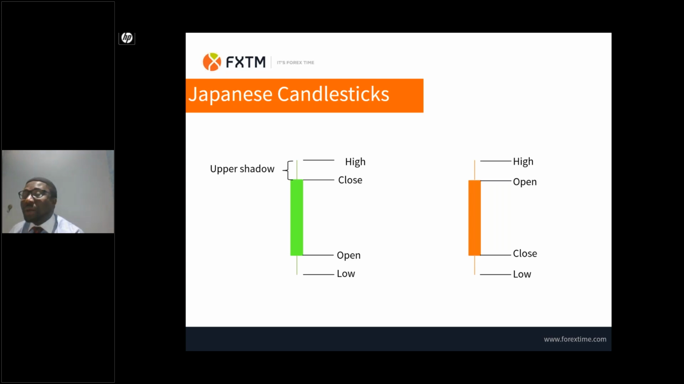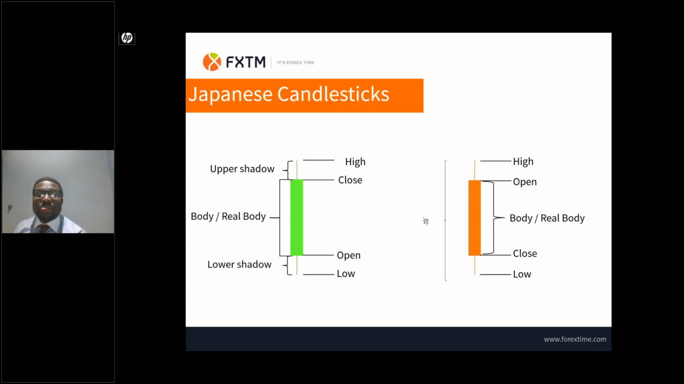And price opens above and closes below with a high and a low. That will be a bearish candle. We have the upper shadows and the lower shadows. The upper shadow is from high to close, while the lower shadow is from open to low for a bearish candle, and the other way for a bullish candle.